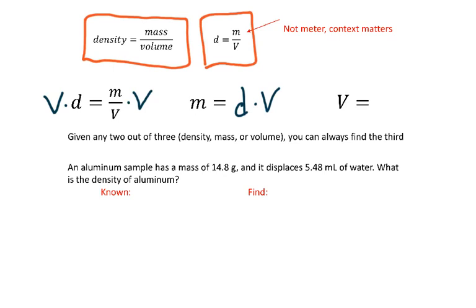Now, I think I wanted to remove these. There we go. If I was solving for volume, right, I could take here and divide by D on both sides, and the D cancels out.